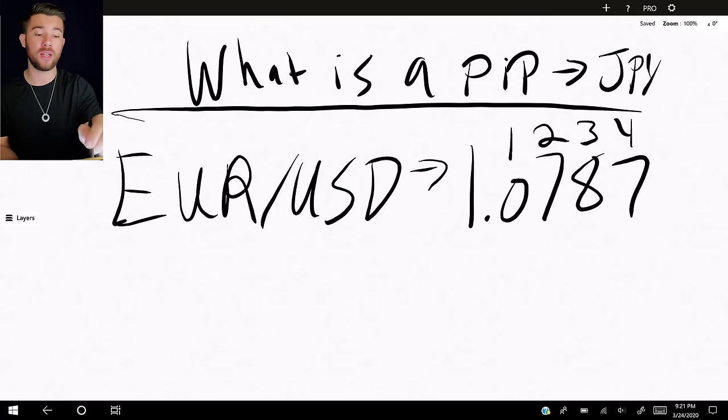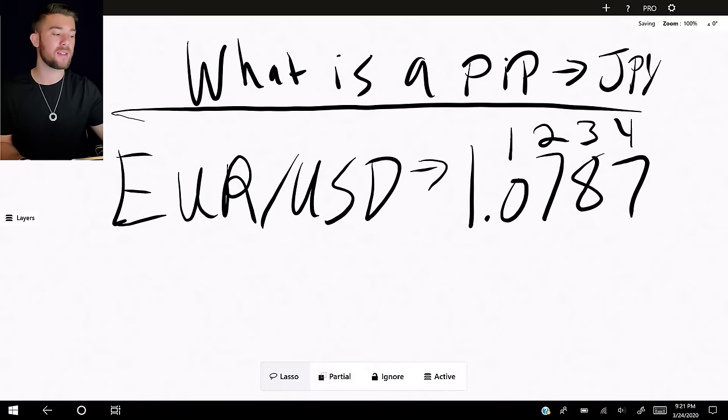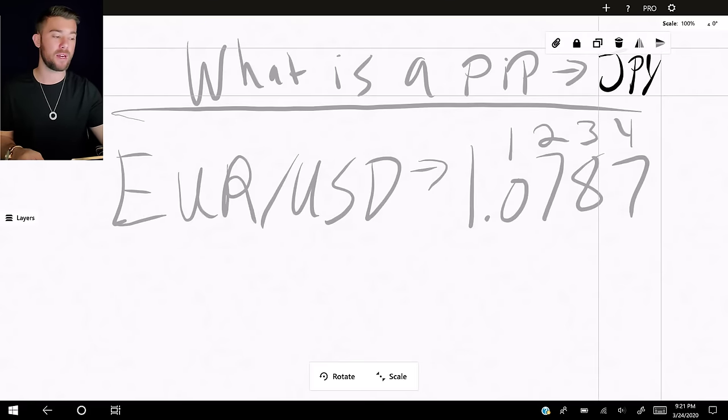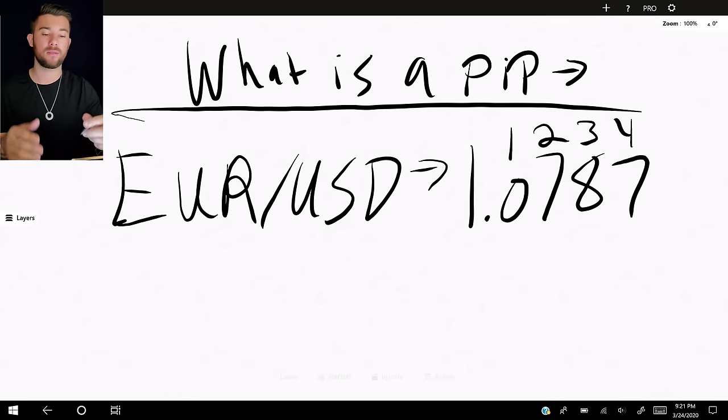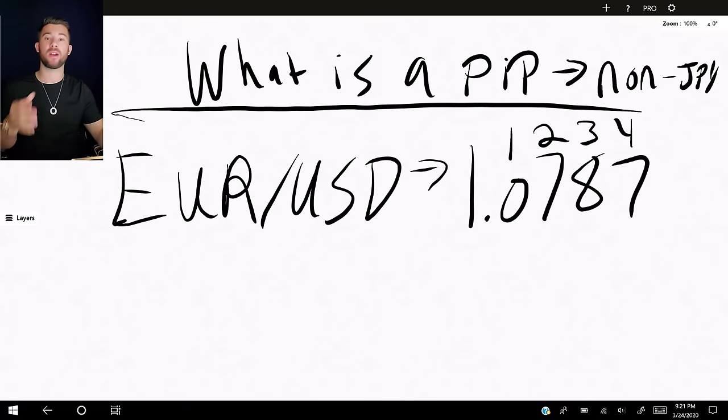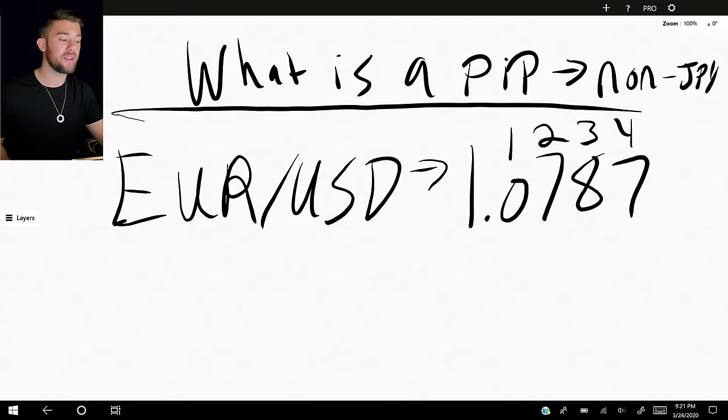So this is going to be, what is a pip? And I'm going to put non-JPY here so that no one's confused. This is a pip on every currency pair except yen pairs, which we're going to discuss what a pip is in a yen pair in just a second. But for every other currency, this is what you're going to use. So this is, what is a pip? Non-JPY. For every currency pair that doesn't have JPY in it, the fourth decimal place is what is known as one pip.